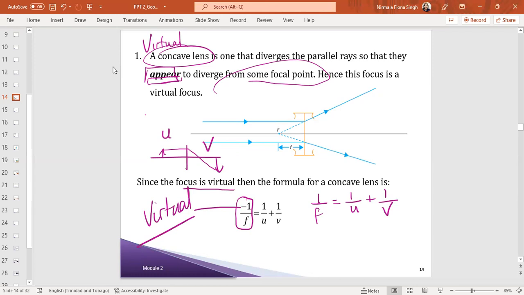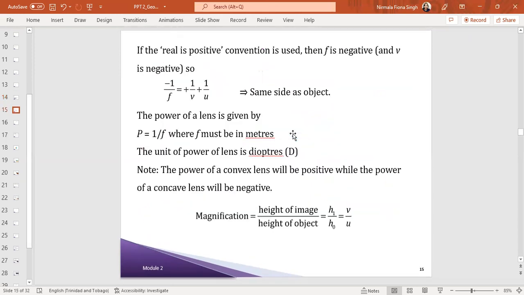So there are two ways to work with concave lenses. One is to assume or to treat the focal length as being virtual, since it is not really existing at that point. Right. If the real is positive convention is used, then F is negative and V is also negative. All right, so what we're going to have here is minus 1 over F is equal to plus 1 over U plus 1 over V.